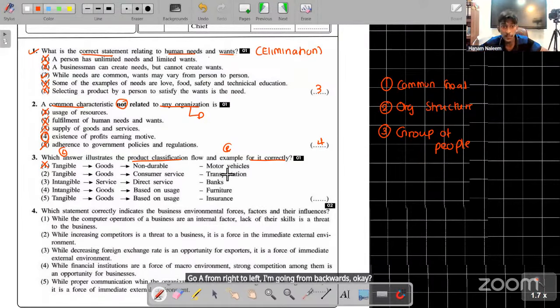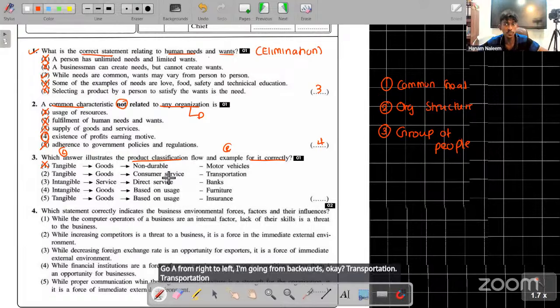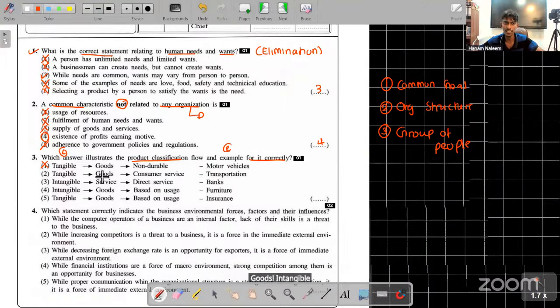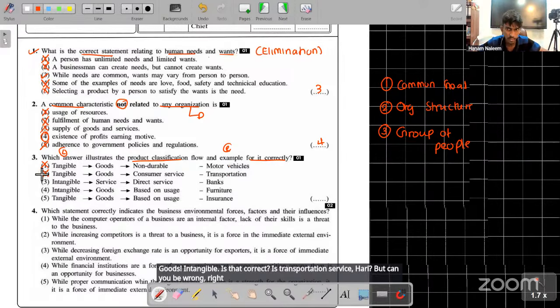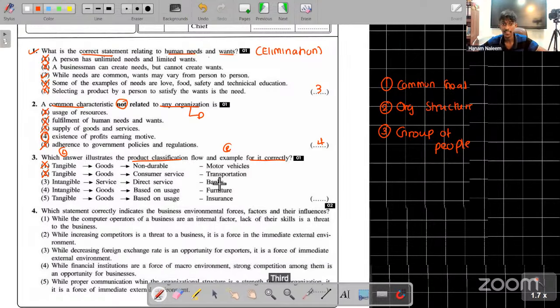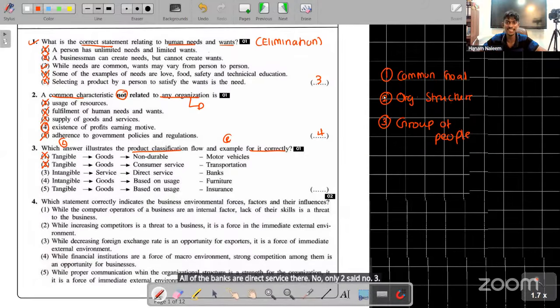Okay. Transportation. Transportation is a consumer service. Goods, intangible. Is that correct? Transportation is a service, but tangible is wrong, right? It's not tangible. Can you touch transportation? No. Wrong. Third one, banks. Is banks a direct service? What, banks are direct service? No, only two said no. Banks are not direct service.